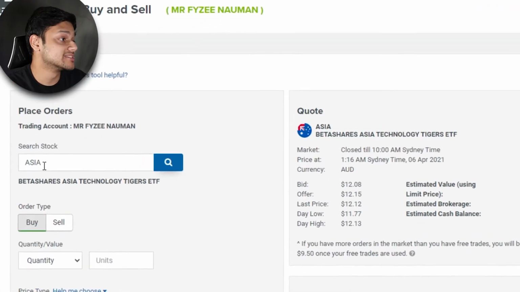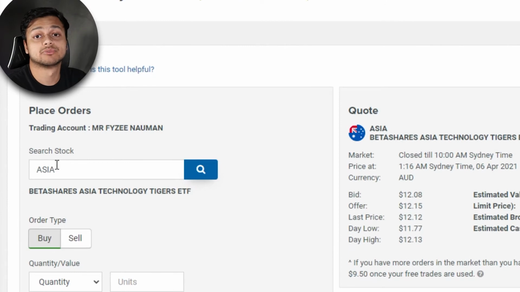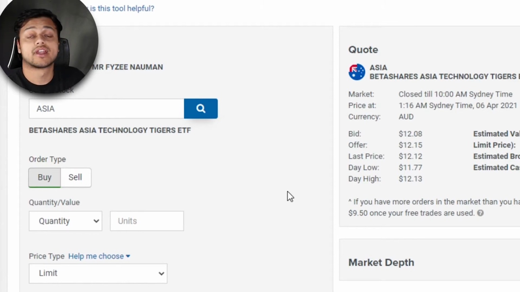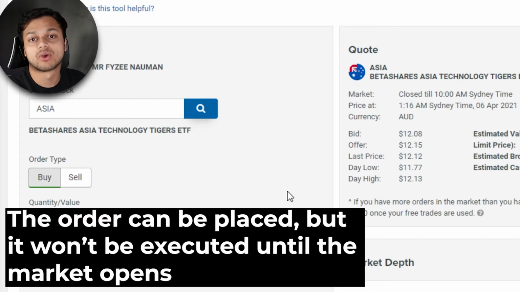Now on the search bar, we can see that Asia is already pre-populated, so we don't need to enter anything over here. And we're looking to buy this ETF, which is the order type. Of course, whichever order I put in right now is not going to be executed until the market actually opens, because right now, as I mentioned before, it's like 1 a.m. So the market isn't open right now, so it's not going to go through.